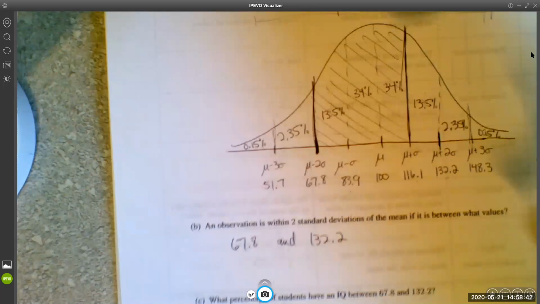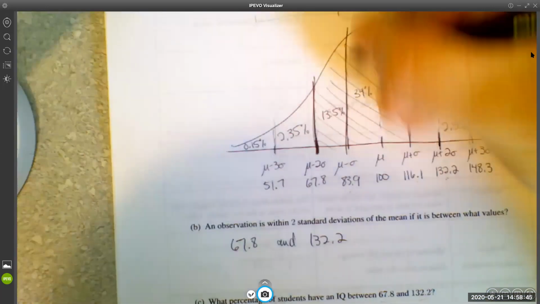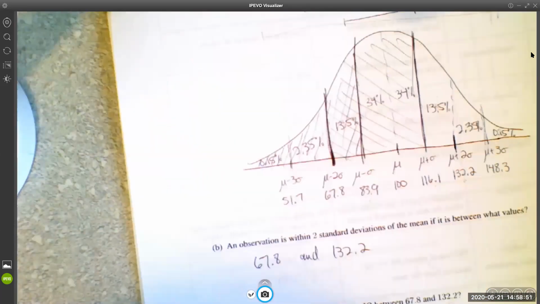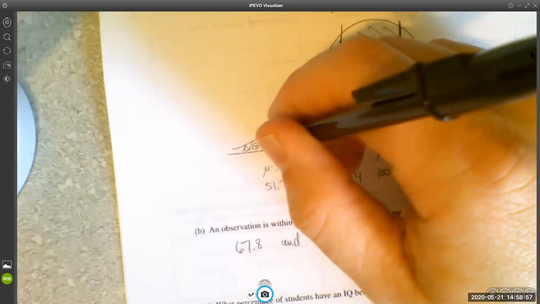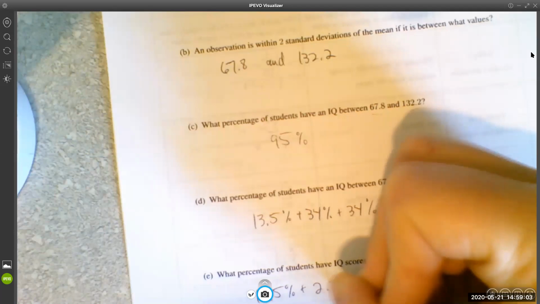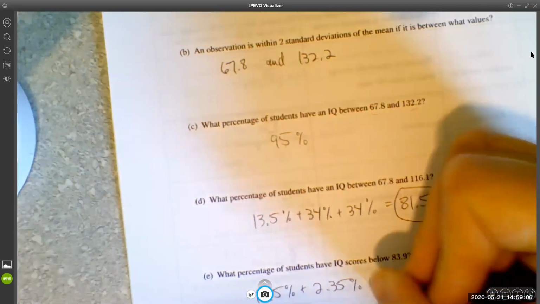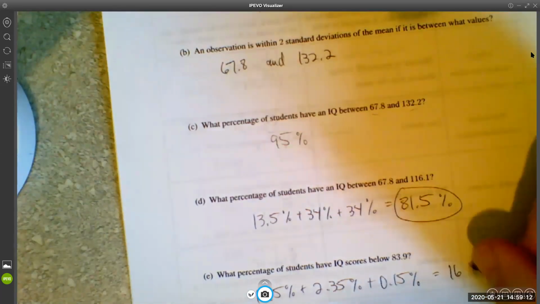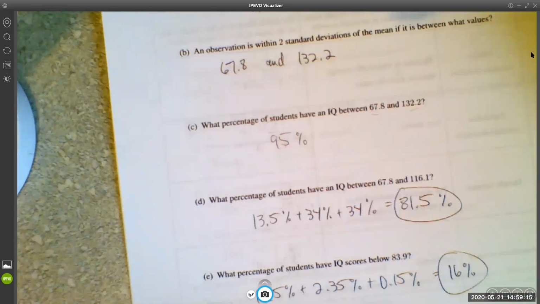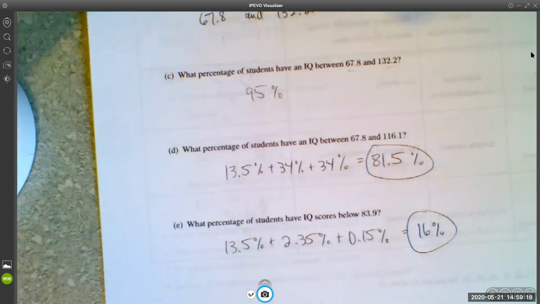Finally, part E asks, what percentage of students have IQ scores below 83.9? So below 83.9. So on part E, we're looking for this stuff, right? Below 83.9. So that would be 13.5 plus 2.35 plus 0.15. So that should be 16%, I think, on the money. Okay, and that's that. That's the empirical rule.